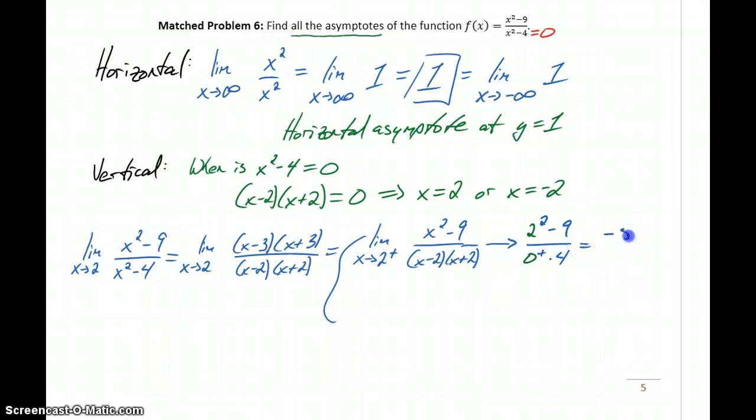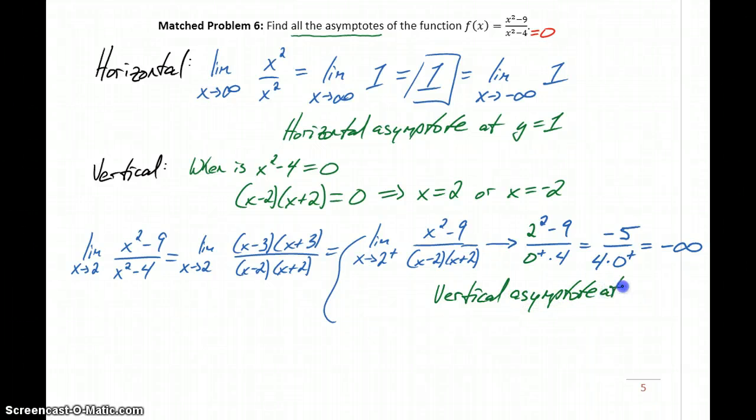So this is going to be equal to negative 5 over 4 times, again, that number that's very, very close to 0, but positive. So dividing by smaller and smaller and smaller positive values makes this head to infinity. And since we have that negative symbol in the numerator, this is headed to negative infinity. And actually, that's enough right there. We don't need to consider the left-hand limit. As soon as either the right-hand limit or the left-hand limit is headed to infinity or negative infinity, we know that we have a vertical asymptote at x equals 2.